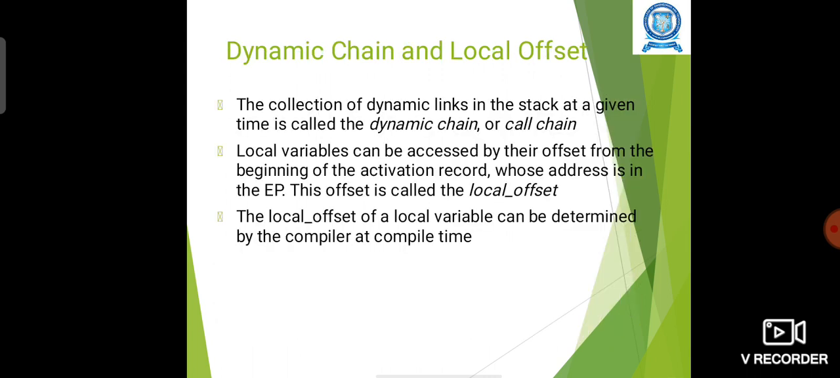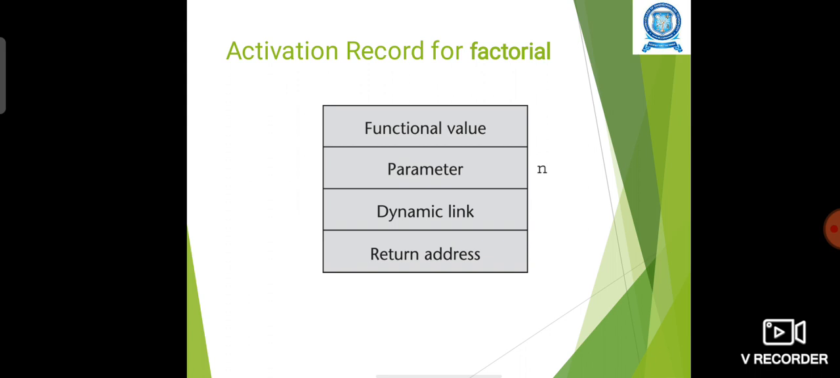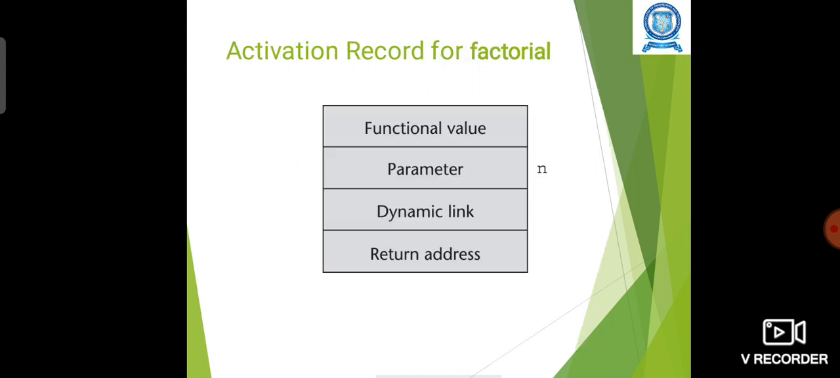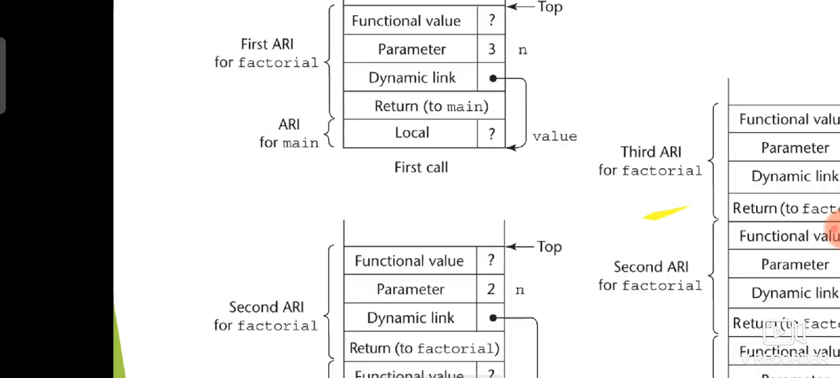The collection of dynamic links in the stack at a given time is called a dynamic chain or call chain. Local variables can be accessed by their offset from the beginning of the activation record. The local offset of a local variable can be determined by the compiler at compilation time. So this is an activation record example for the factorial. The factorial will have the functional value, parameter, dynamic link and return address. The parameter is only one parameter, that is n.